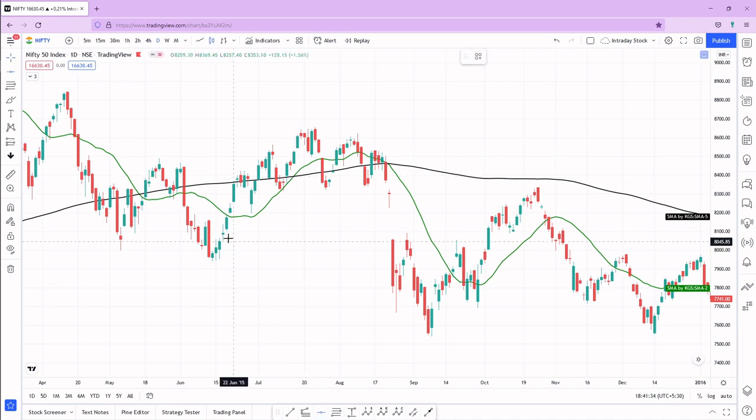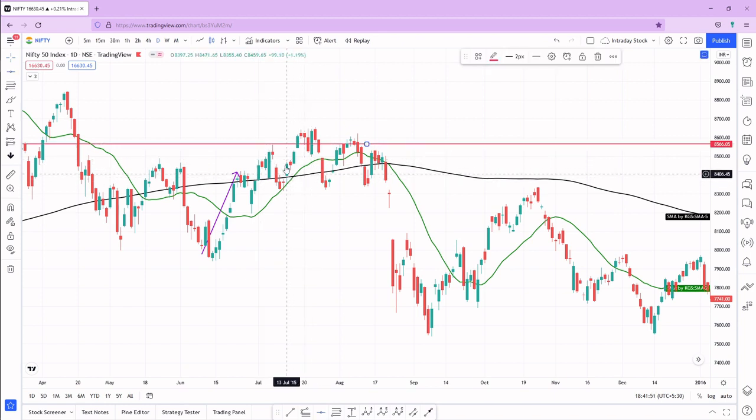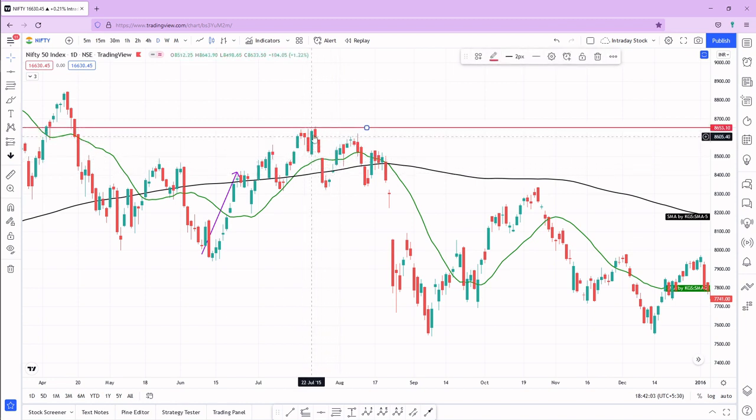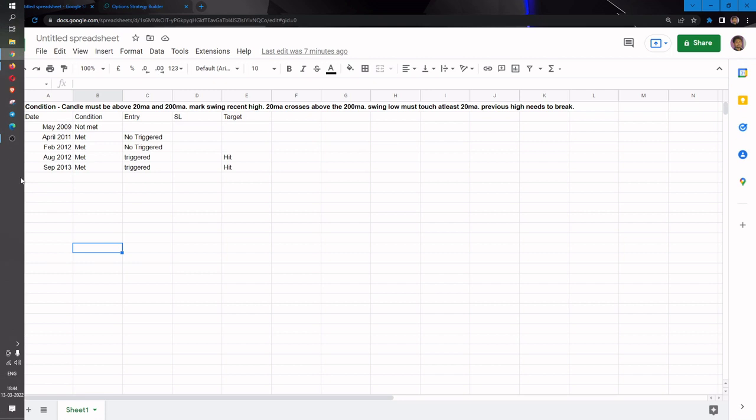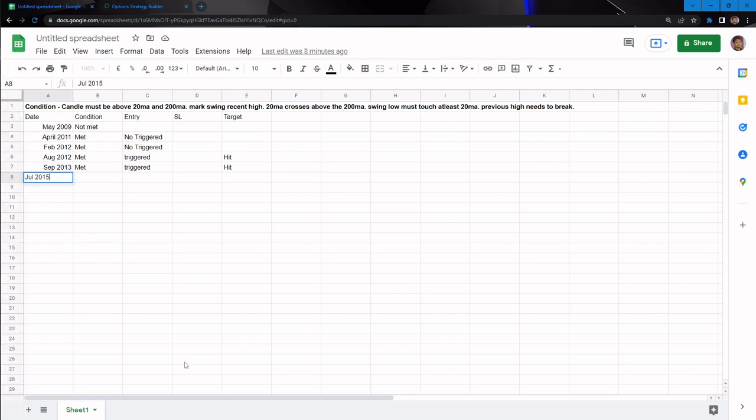Okay, so the stock has closed above the 20 and 200 SMA over here, but the 20 SMA did not cross above the 200 SMA. The 20 SMA crossed above the 200 SMA when this high was formed. But after this high was formed, after the 20 SMA crossed above the 200 SMA, there is no pullback towards the 20 SMA. Here only the pullback towards the 20 SMA happened. So my entry will shift over here. If this particular zone is broken, then my entry will get triggered, but this entry did not get triggered. So the next entry I got was in July 2015. So conditions met and not triggered.